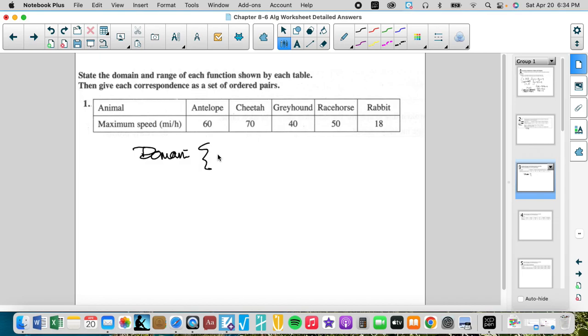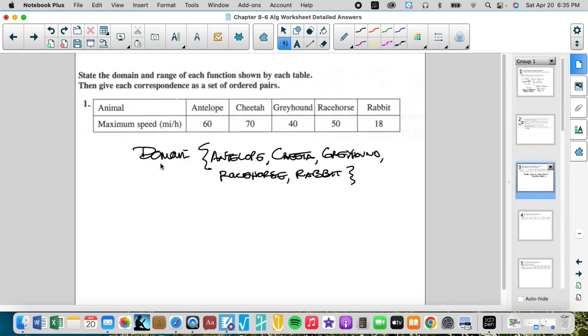and we write it in a solution set, is antelope, cheetah, greyhound, racehorse, and rabbit. Silly rabbit.